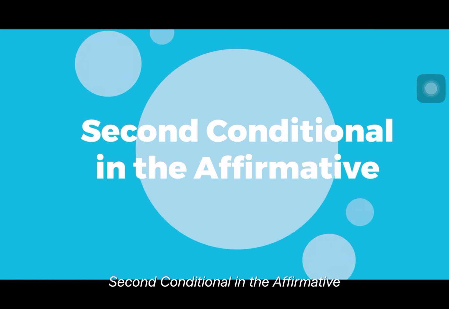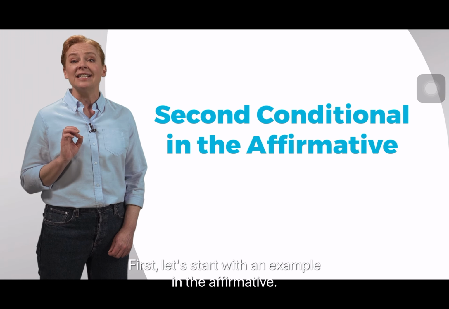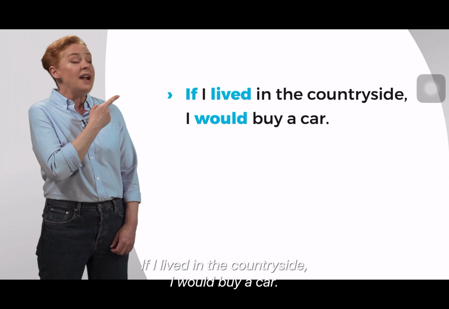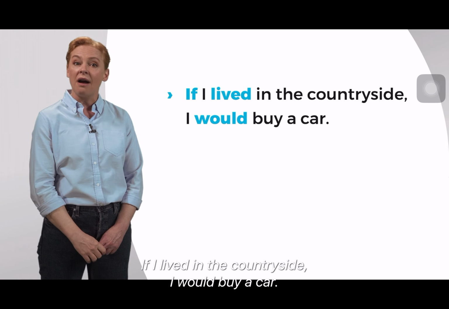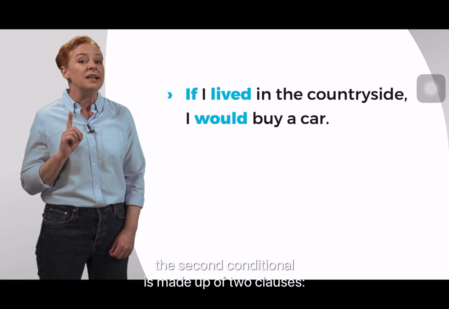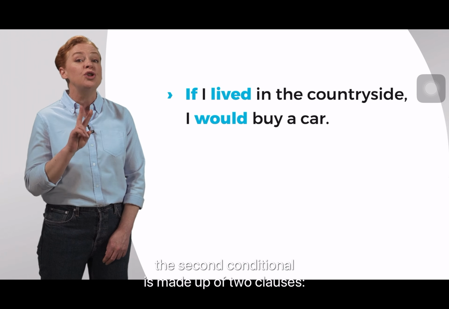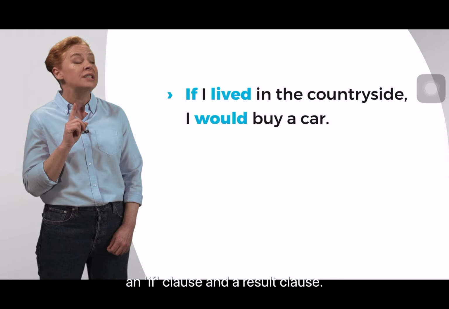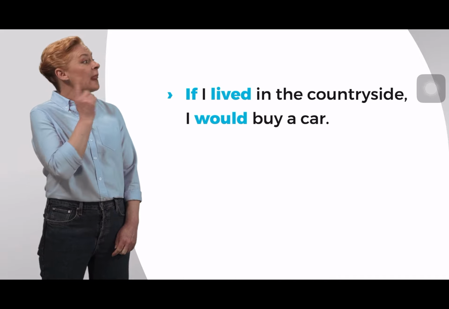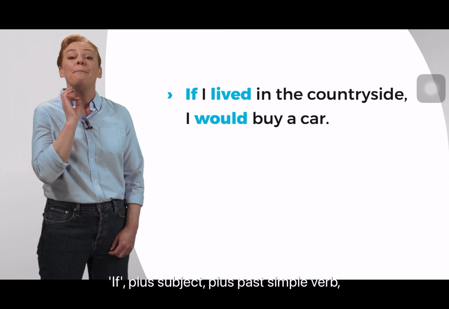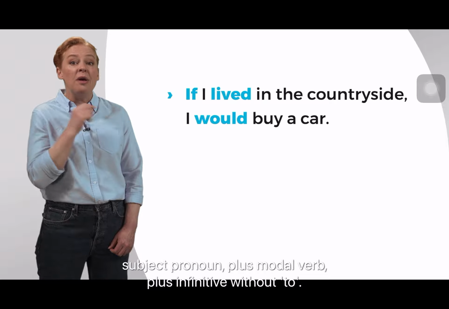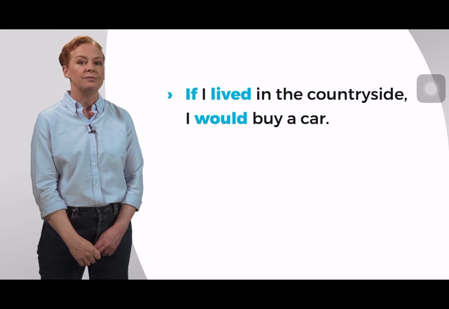Second conditional in the affirmative. First, let's start with an example in the affirmative. If I lived in the countryside, I would buy a car. As you can see, like other conditional sentences, the second conditional is made up of two clauses, an if clause and a result clause. The structure is as follows. If plus subject plus past simple verb, subject pronoun plus modal verb plus infinitive without to.